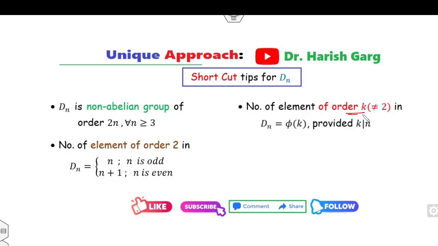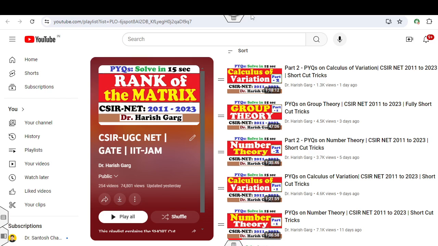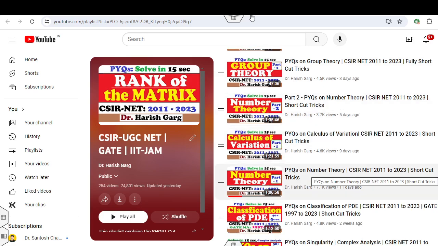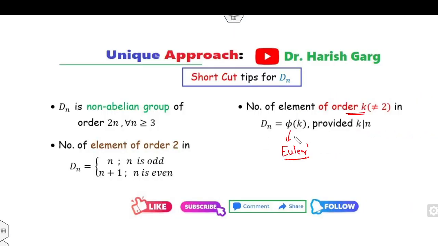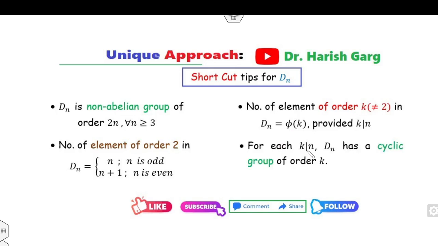The number of elements of order k, where k is not equal to 2, is phi of k, where phi is Euler's function. To see how you can calculate the Euler function, you must watch my number theory lectures, part 2 and part 1. I have explained how you can calculate phi of k. Whenever k divides n, then Dn has a cyclic subgroup of order k. Like if you want D4 and k is 2, 2 divides 4, then it's a cyclic group of order 2.